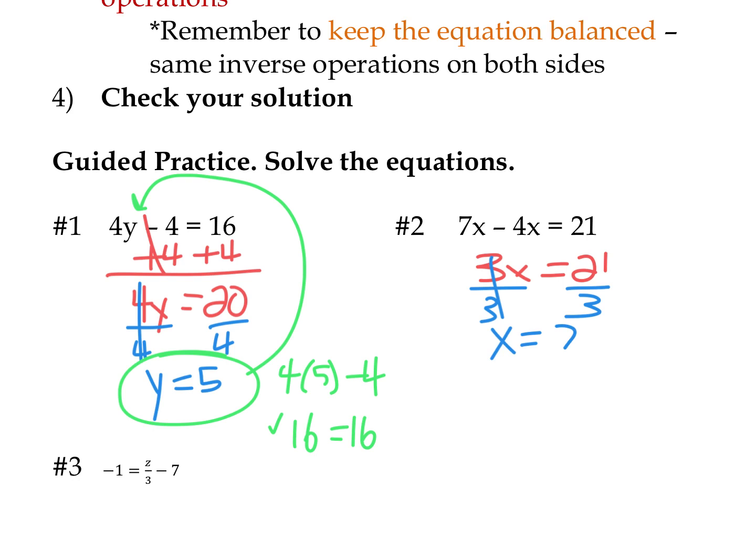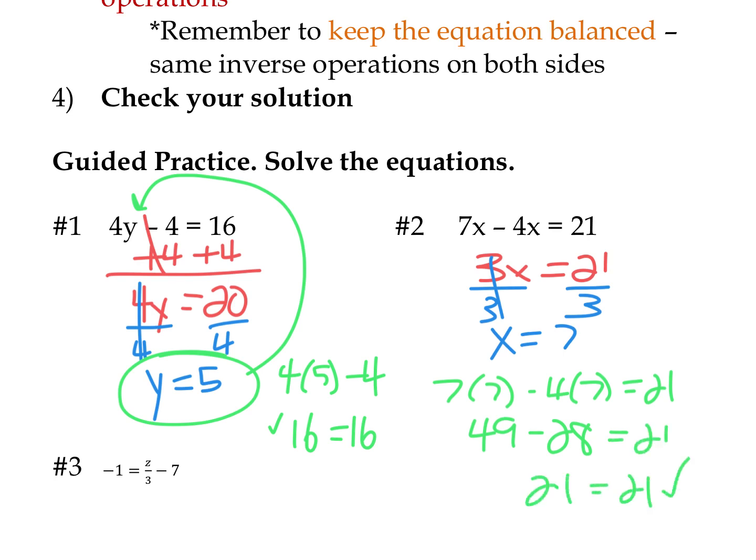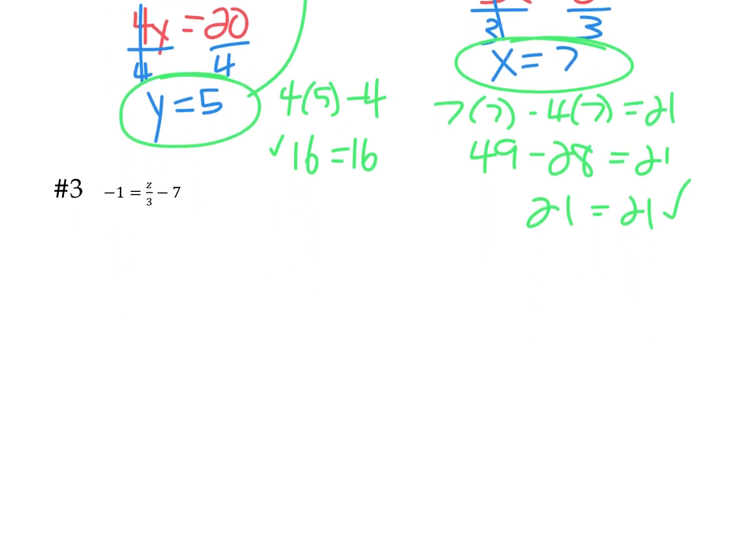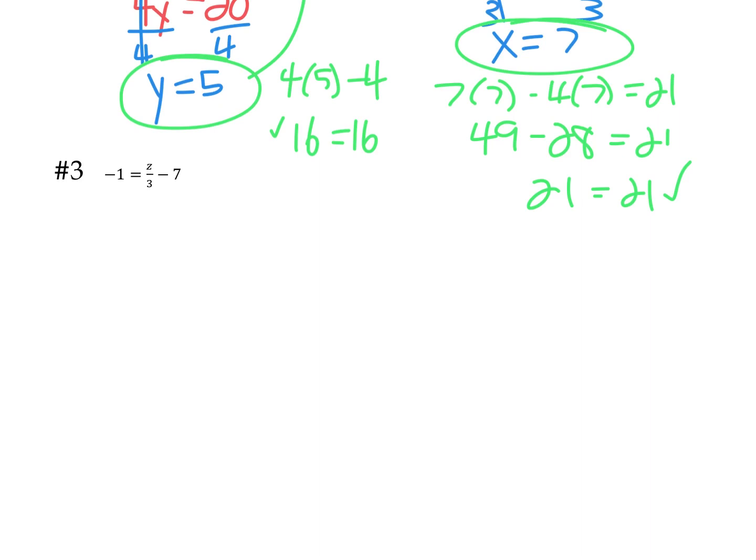And I can check that by plugging into my original equation. 7 times 7 minus 4 times 7 equals 21. That's 49 minus 28 equals 21, and I get 21 equals 21. That checks out, so x equals 7 is a correct solution. Now let's try this third problem. Again, you can be trying these on your own as well and seeing how you're doing on them.